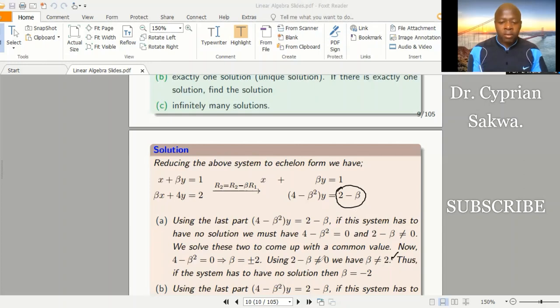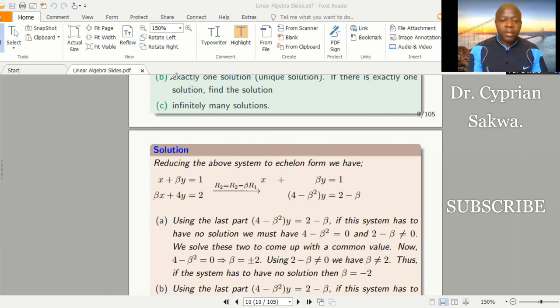And so we are left with one condition. Remember that here beta was equal to 2, and beta was equal to negative 2. And this other condition has given us that beta should not be equal to 2. So you're only left with this. Thus, if the system is to have no solution, then beta should be equal to negative 2, because that is the only thing we are left with. And that is clear.